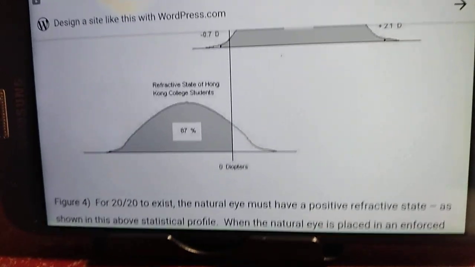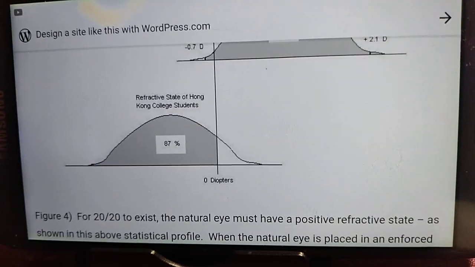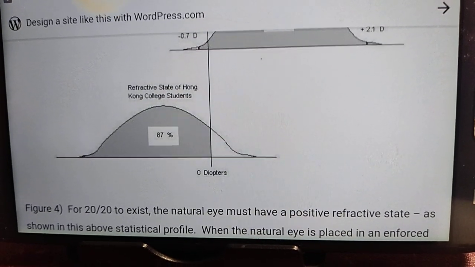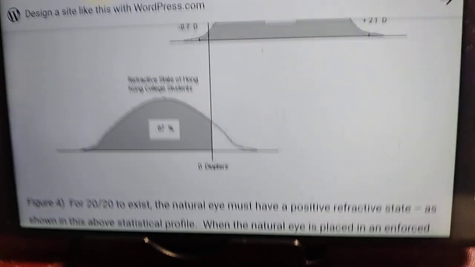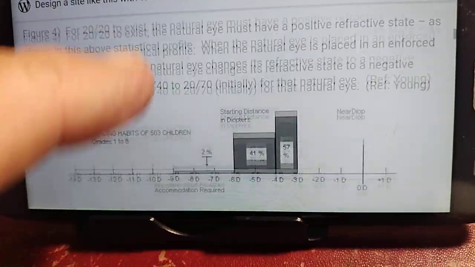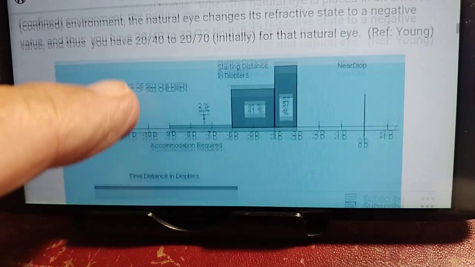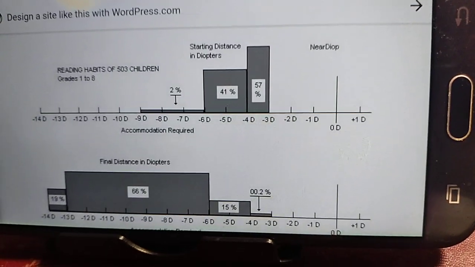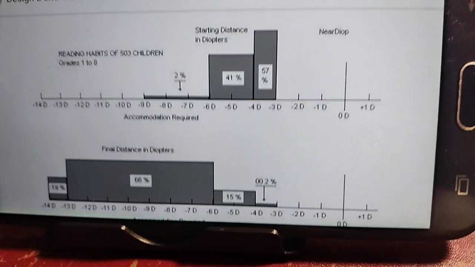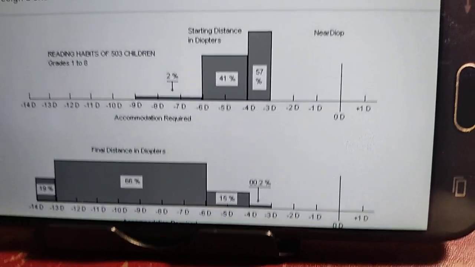And this is of the completely normal primate eye. Here are Hong Kong students. 87% have a negative refractive state for their normal eyes. Here's some data produced by Jacob Rafelson of the effect of a kid's putting the nose on the page.